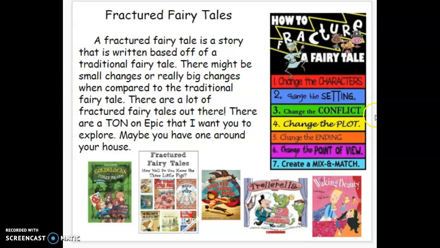So this chart here just says how to fracture a fairy tale. You could change the characters, change the setting, change the conflict, so what goes wrong, change the plot, change the ending, change the point of view, or just create a mix and match. Here's a few pictures at the bottom of some different fractured fairy tales.